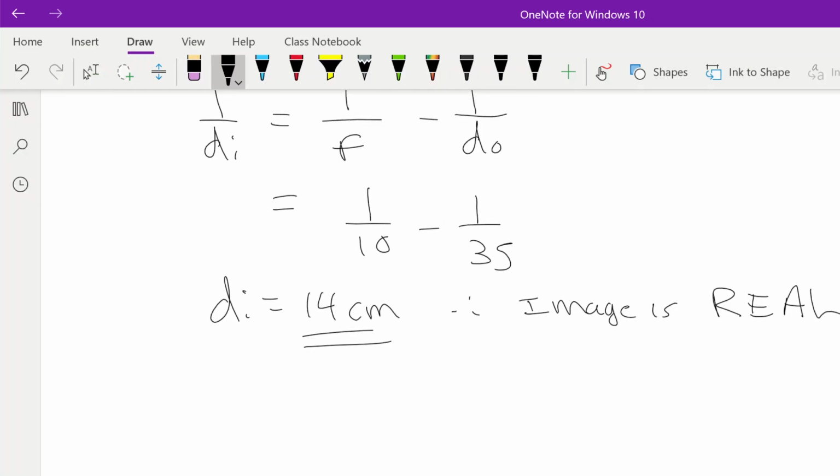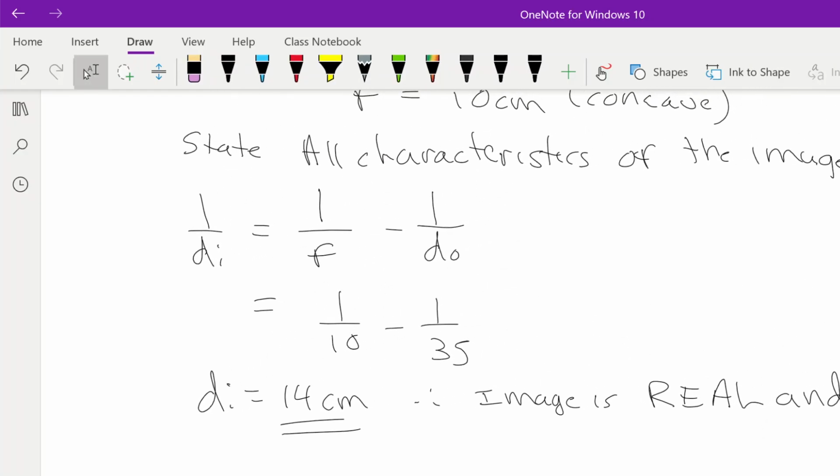Now, we've found its location. So it's 14 centimeters in front of the mirror. This is the location of my image. Now, it's real, it's inverted. So I have my location, my attitude, and my type. Real, inverted, and at 14 centimeters in front of the mirror. All I need now is my size.